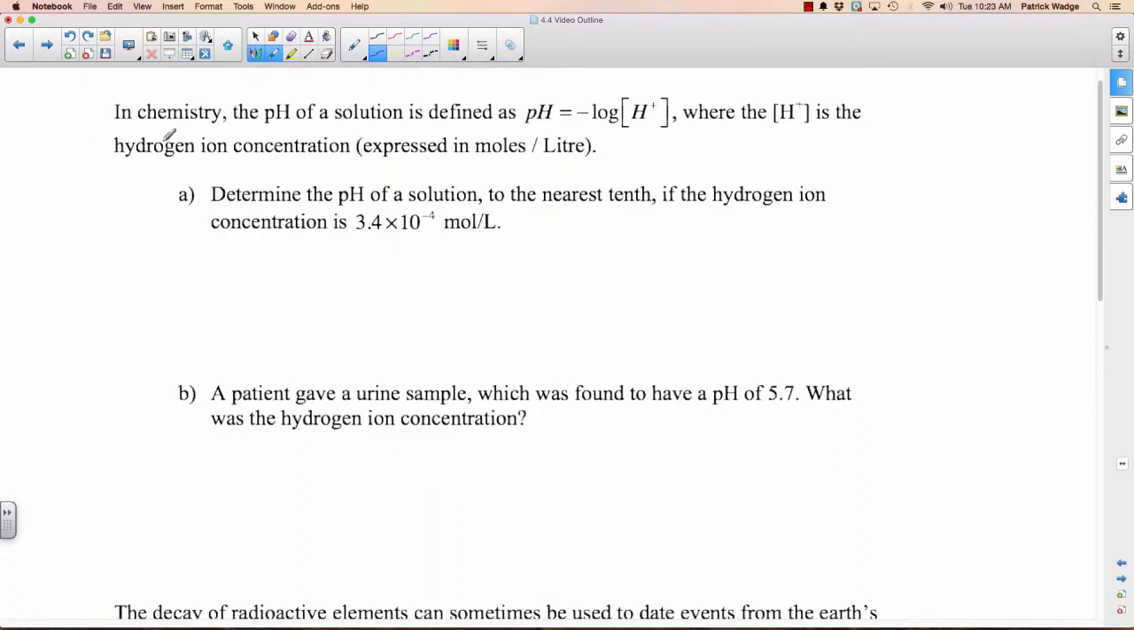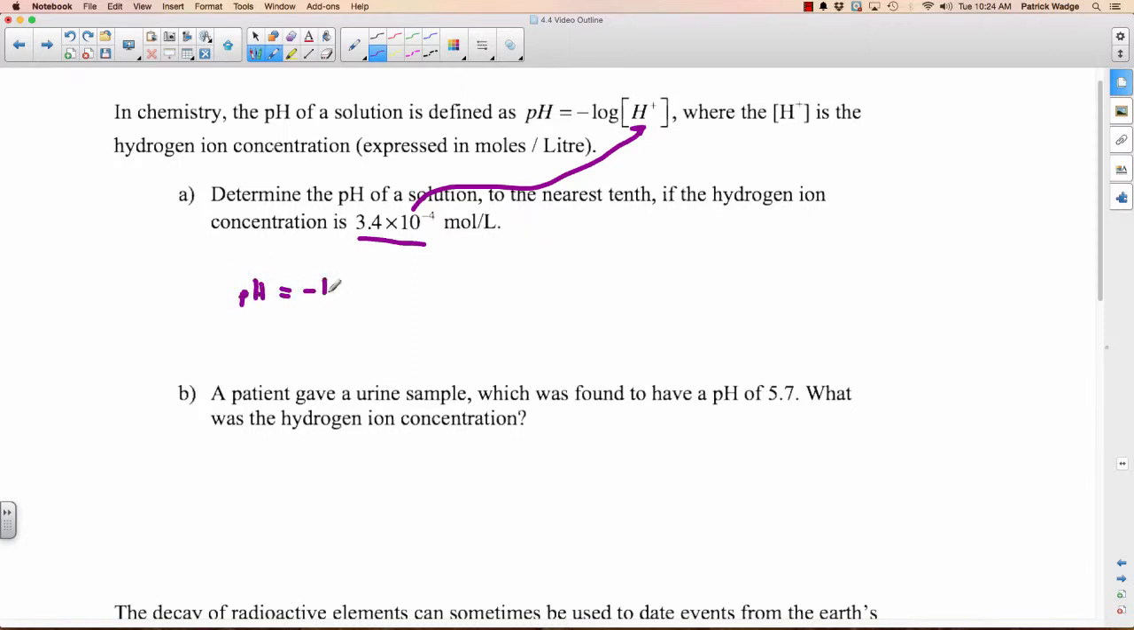Okay, third one, in chemistry the pH of a solution is defined as pH equals the negative logarithm of H plus with these square brackets, and if you take chemistry you know those square brackets mean concentration. So this is the hydrogen ion concentration expressed in moles per liter. So if you want to know the pH of a solution to the nearest tenth, if the hydrogen ion concentration is 3.4 times 10 to the negative 4, all you need to do is put that in here. So what the heck, we'll do it that way this time.